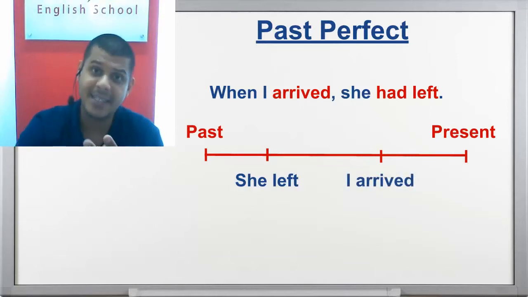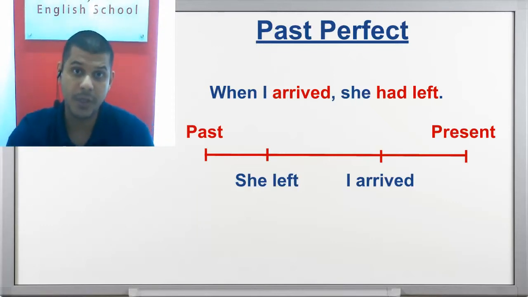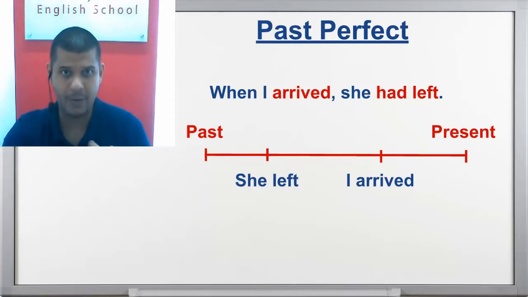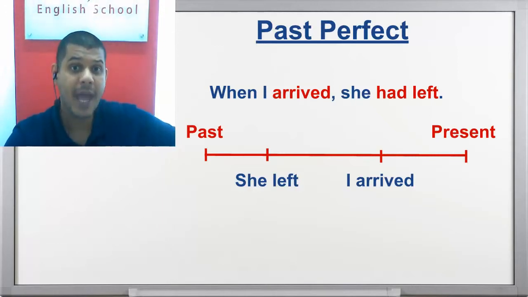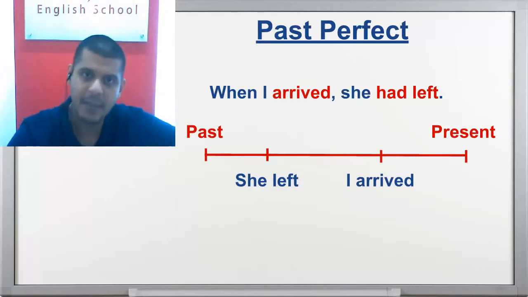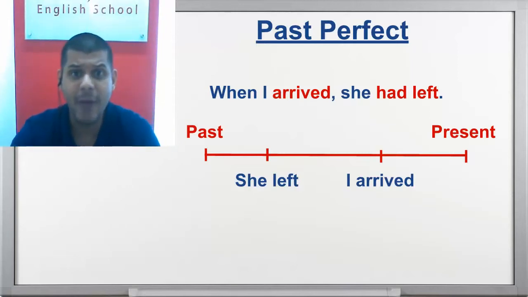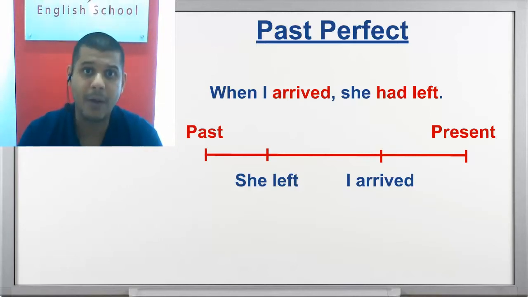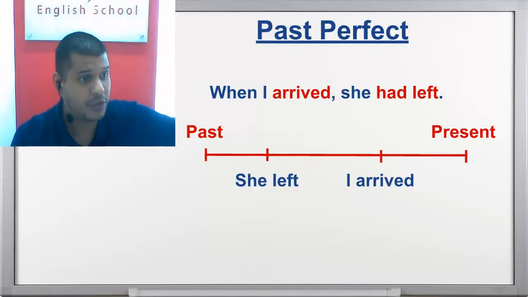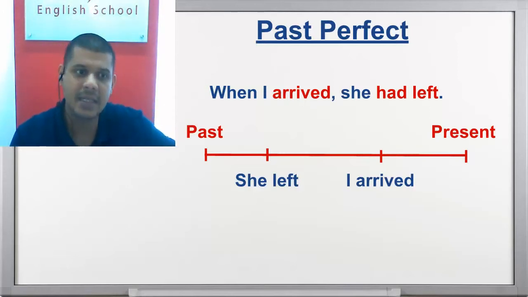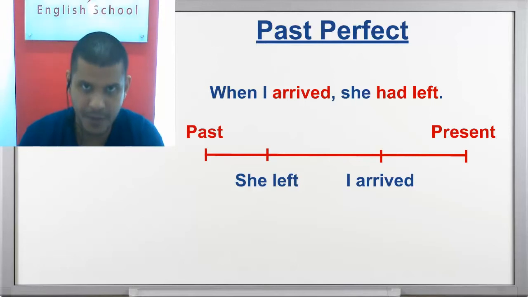So if you analyze, there are, as I said, two different moments in the past. One moment which is more recent, when I arrived, and another moment which happened a longer time ago. In this case, she left. So first she left, and after I arrived. Every time I talk about this further past, this action in a more distant past, I'm gonna be using the past perfect, okay?